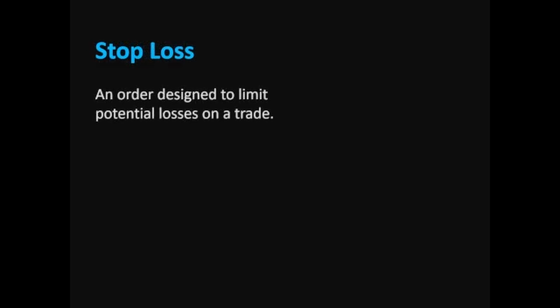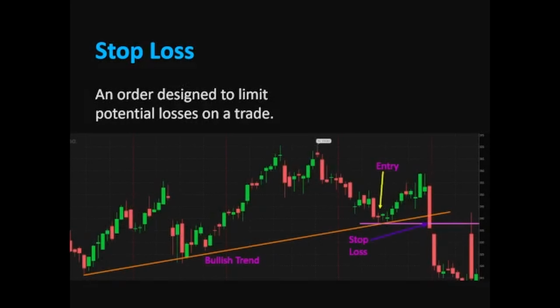This is an order designated to limit a potential loss on a trade. The image below shows a potential bullish trend. As you can see, in the third touch point, we actually entered this trade. And right after we entered, you can see that the price went against us. But this purple line, notice how it's below the trend line as the trend line progressed upward. And it was just below our entry price, maybe by like $2. So we risked $2 on this trade.